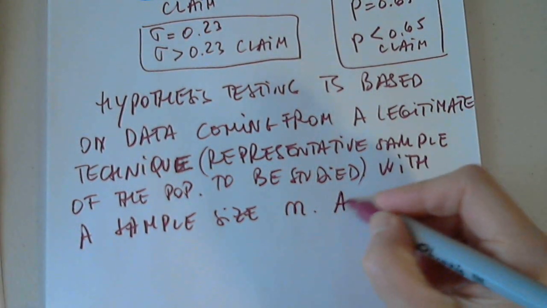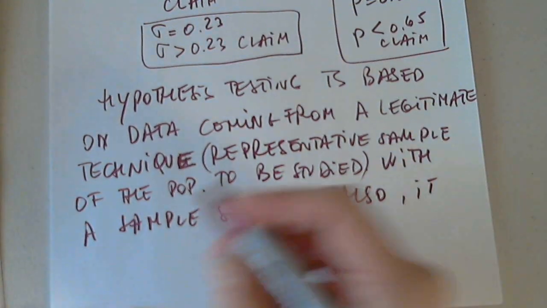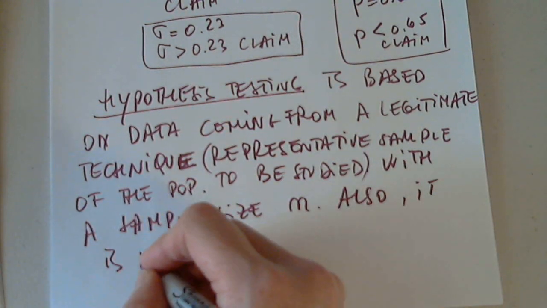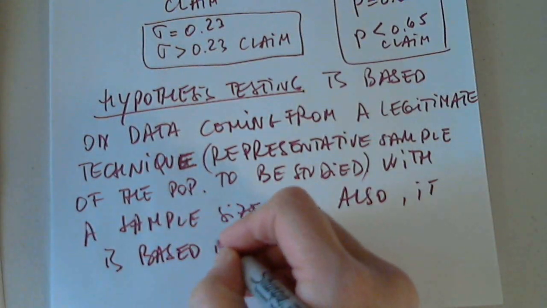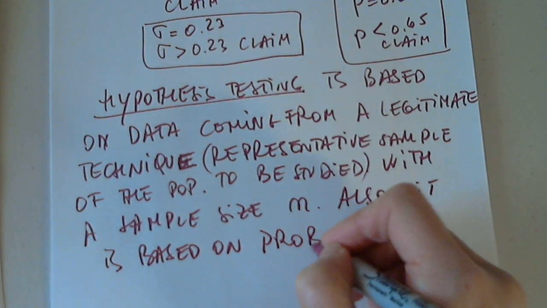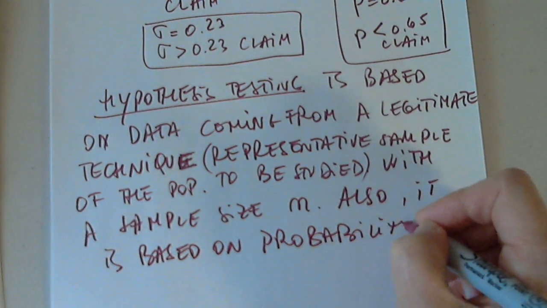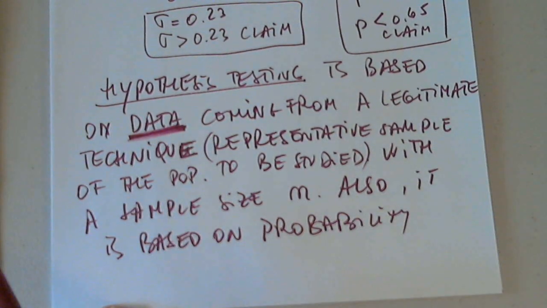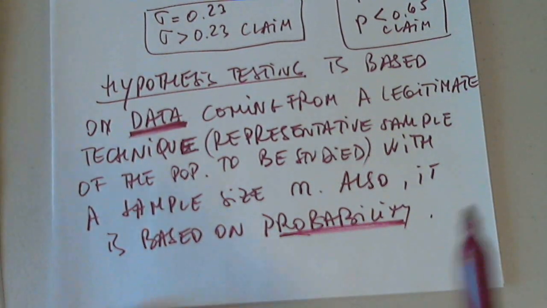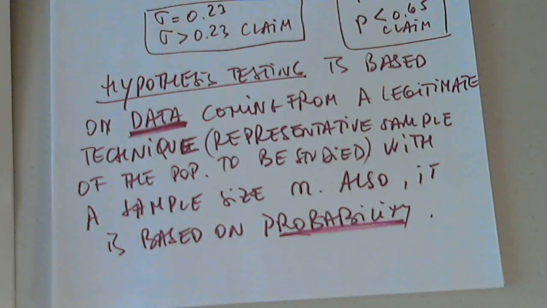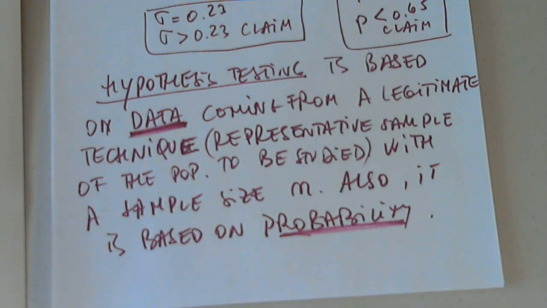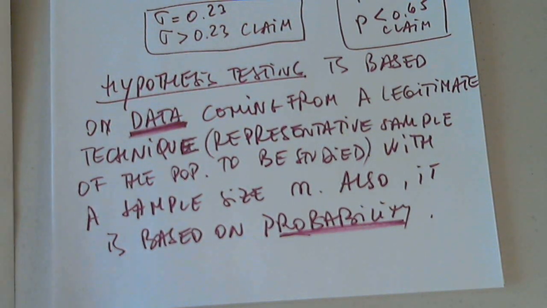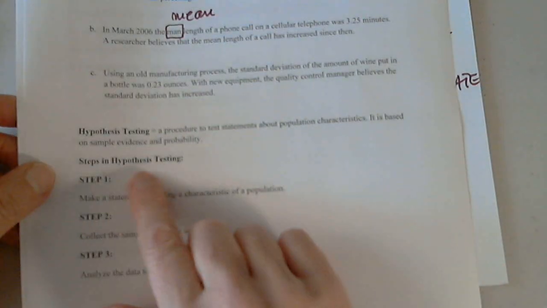Also, hypothesis testing is based on probability. So not only on legitimate data, but also on probability. And now I think we are ready to look at the steps. Steps in hypothesis testing.